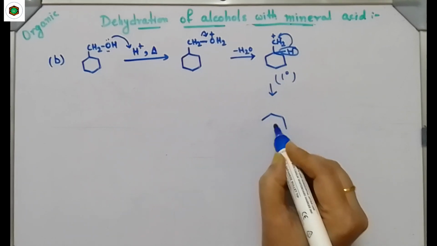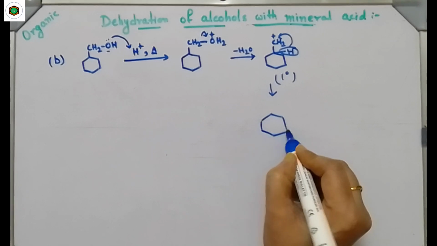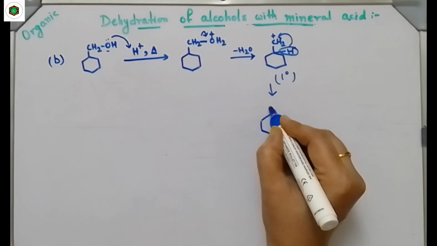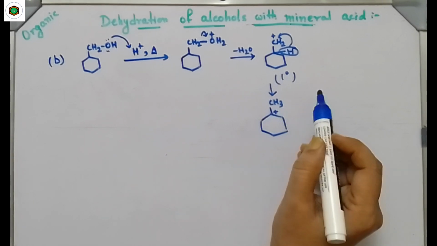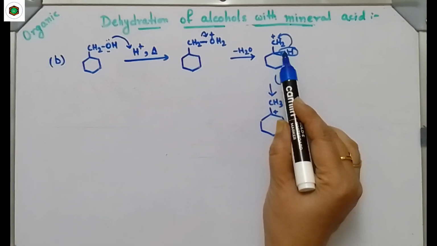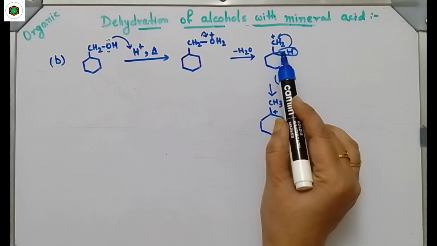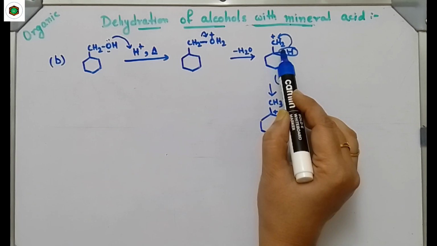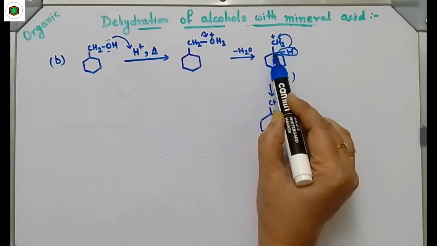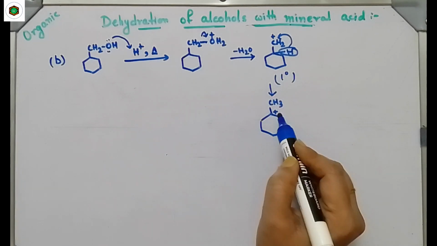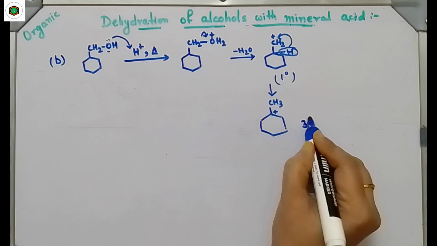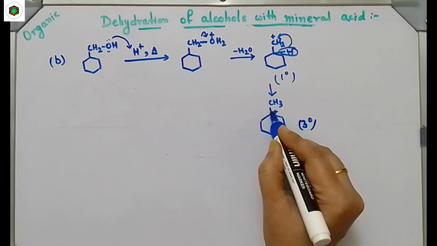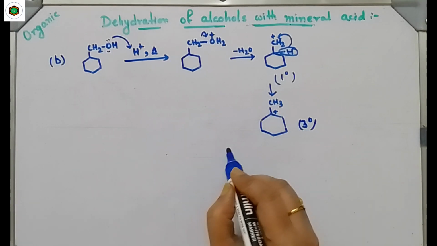it will form CH3 and here positive charge. Why positive charge here? Because these 2 electrons are coming here, so this carbon is losing its electron. So here positive charge. So we are getting a tertiary carbocation because this carbon is attached with 3 carbon atoms.